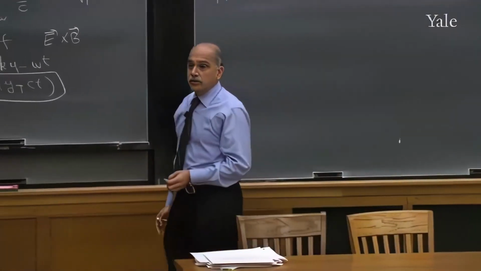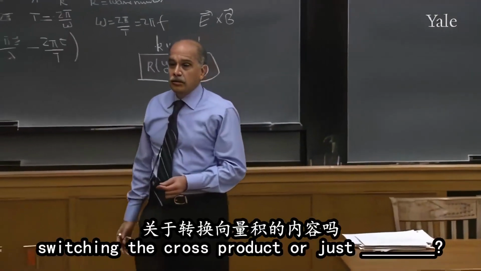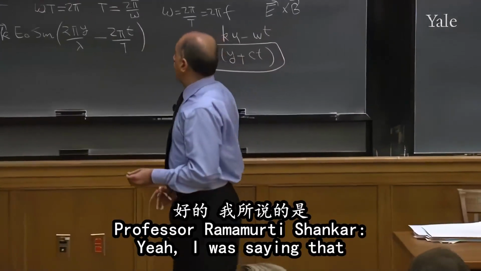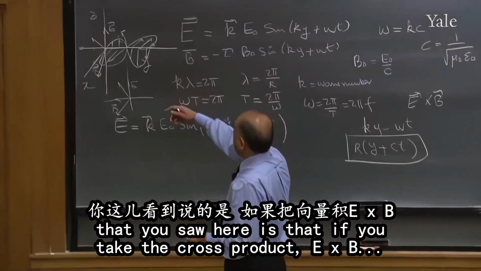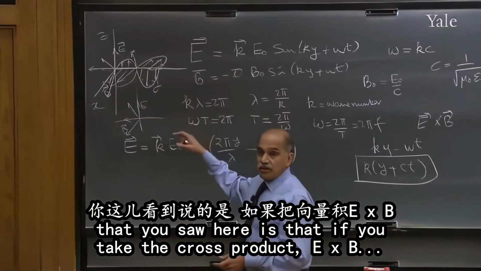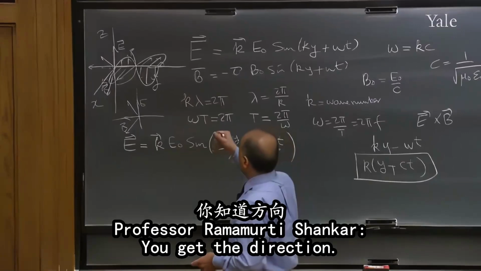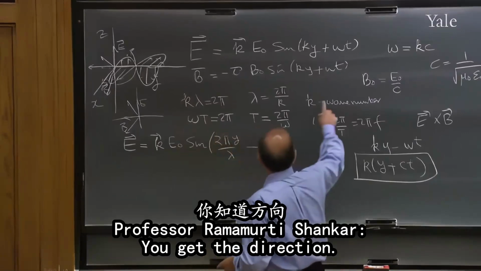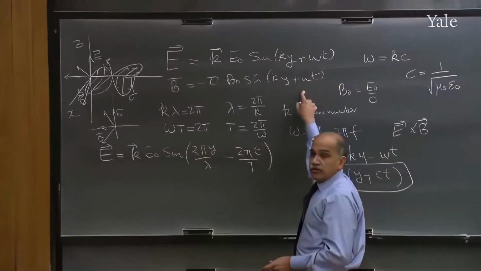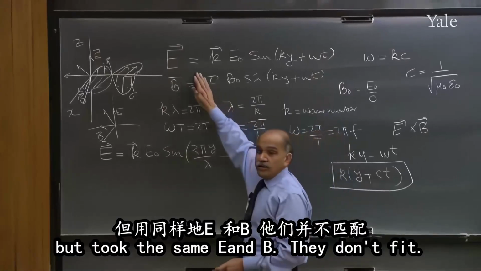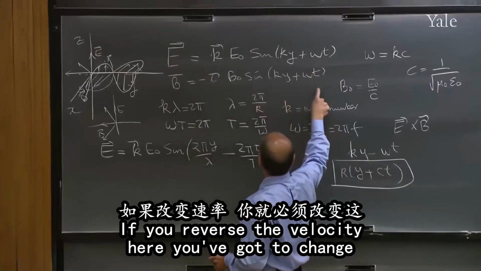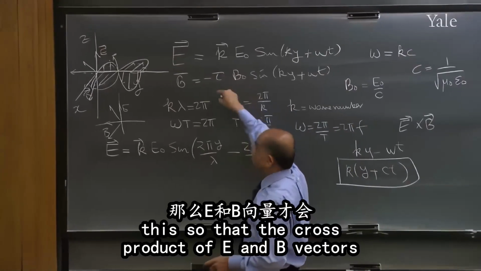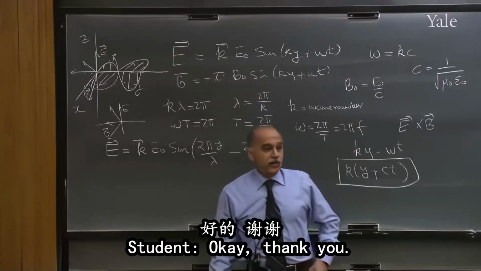Sorry, could you just say again what you said about switching the cross product? Yeah, I was saying that the property of the electromagnetic field that you saw here is that if you take the cross product, E cross B, you get the direction. If I then took an opposite direction of propagation, but took the same E and B, that is, they don't fit. If you reverse the velocity here, you got to change this so that the cross product of E and B vectors is pointing the opposite.